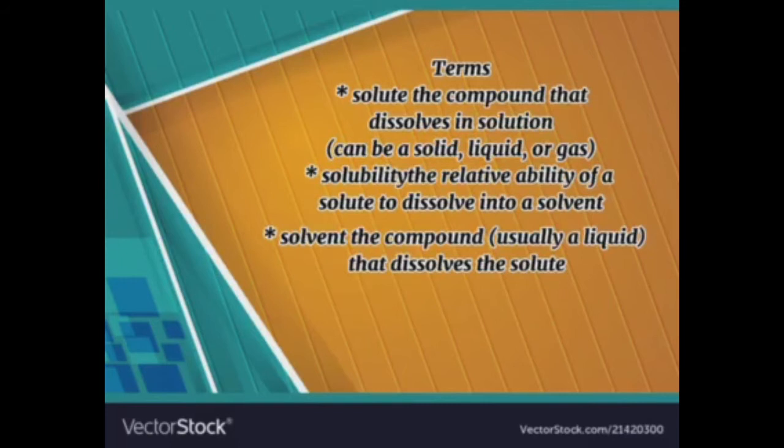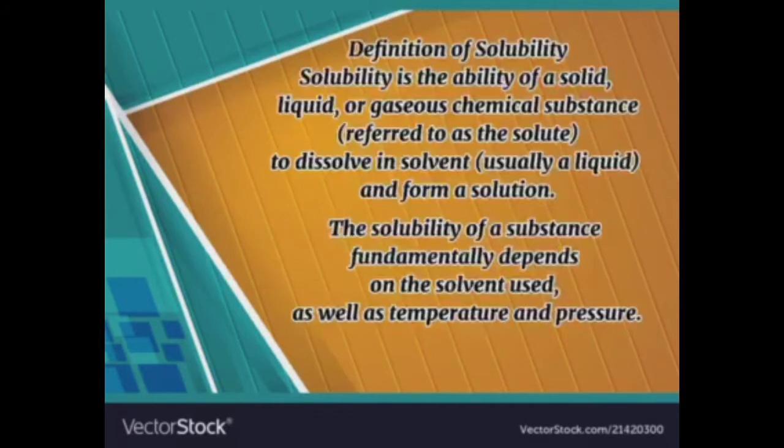Terms. Solute: a compound that dissolves into solution; it can be a solid, liquid, or gas. Solubility: the relative ability of a solute to dissolve into a solvent. Solvent: a compound, usually a liquid, that dissolves the solute. Definition of solubility: solubility is the ability of a solid, liquid, or gaseous chemical substance, referred to as the solute, to dissolve in a solvent, usually a liquid, and form a solution. The solubility of a substance is formally defined by the solvent used as well as temperature and pressure.